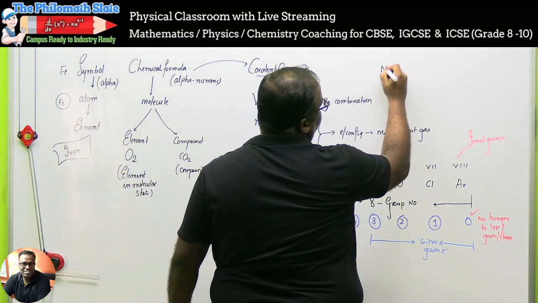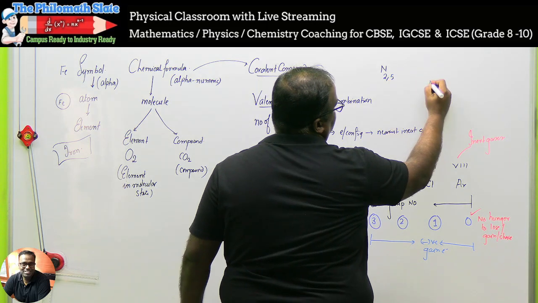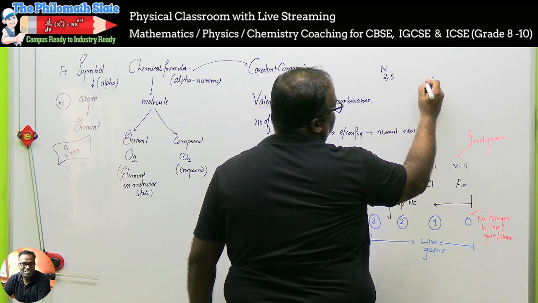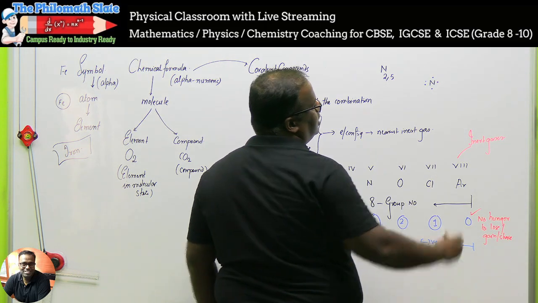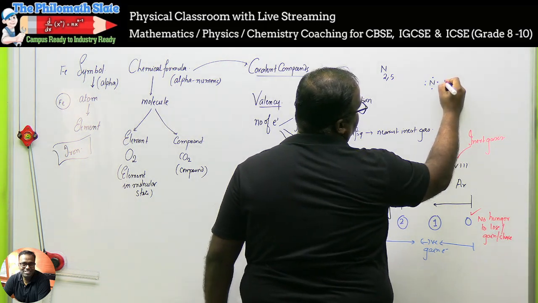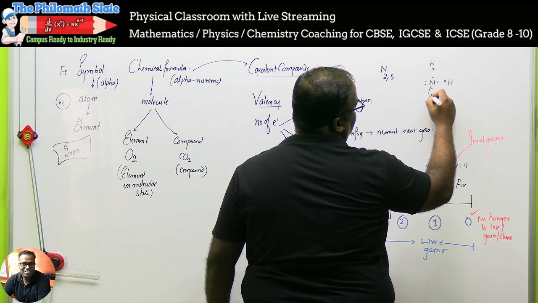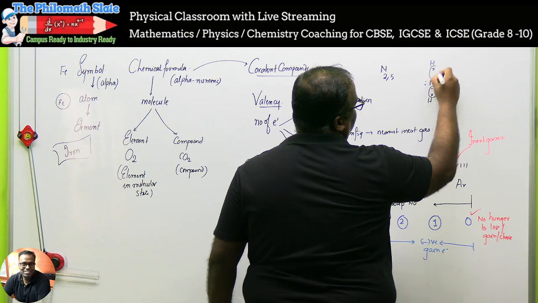So the electronic configuration of nitrogen would be 2, 5. So how does nitrogen look? 1, 2, 3, 4, 5. Agreed? And let's bring hydrogen. This is 1 hydrogen. We have one more hydrogen out here, and one more hydrogen out here. Let a bond be formed here, here, and here.